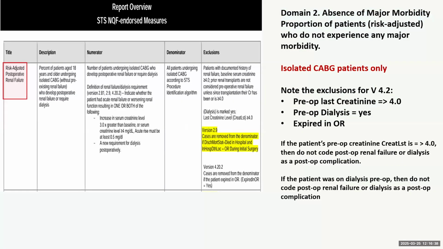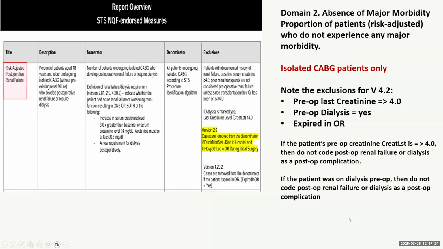When we look at post-op renal failure, again, this is an isolated CAB patient only measure. You can see what the exclusions are when you look here at version 4.2. The exclusions: the pre-op last creatinine equal or greater to 4. So if your patient enters the OR with the last creatinine of equal or greater to 4, that patient will be excluded from this measure. If you code pre-op dialysis yes, then the patient is excluded from this measure, or if the patient expired in the OR.